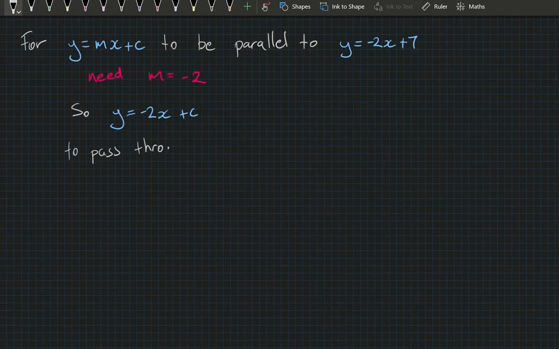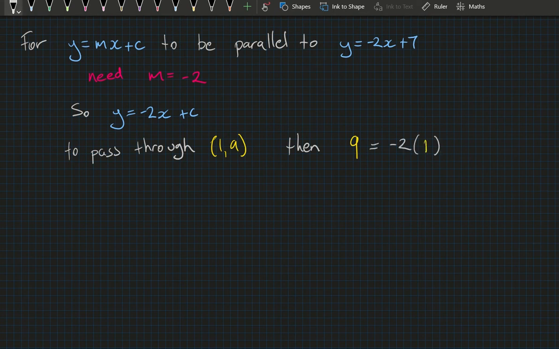And to pass through the point 1, 9, there must be a point where y is equal to 9, and that will be equal to the gradient times the x value 1, in other words minus 2 times 1, plus our c value. So I'm going to add 2 to both sides, so that means that c will be equal to 11. So therefore the equation that's parallel to y equals minus 2x plus 7 that passes through the point 1, 9 is y equals minus 2x plus 11. So I hope that was straightforward for you.